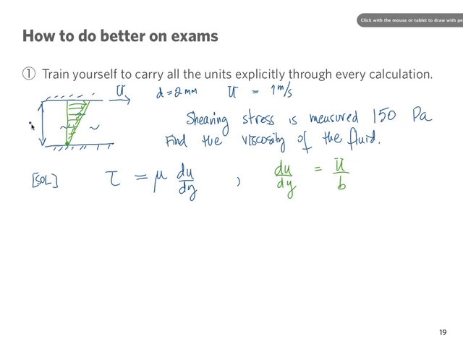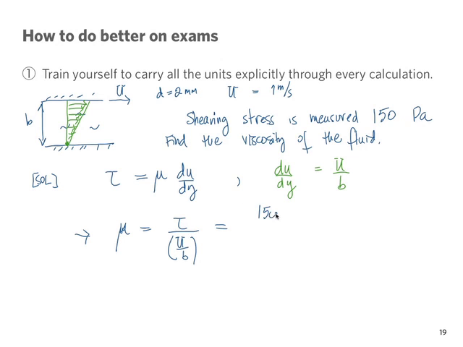Let me just use the b so that I'm consistent. Okay. So now we can very simply solve for the viscosity. We write tau divided by u over b. So now we can use our data that we were given, but I remember to put all of my units in, and I'm going to carry them all the way through.